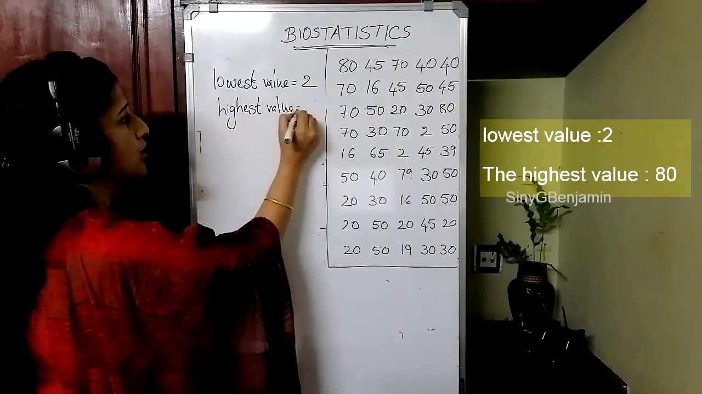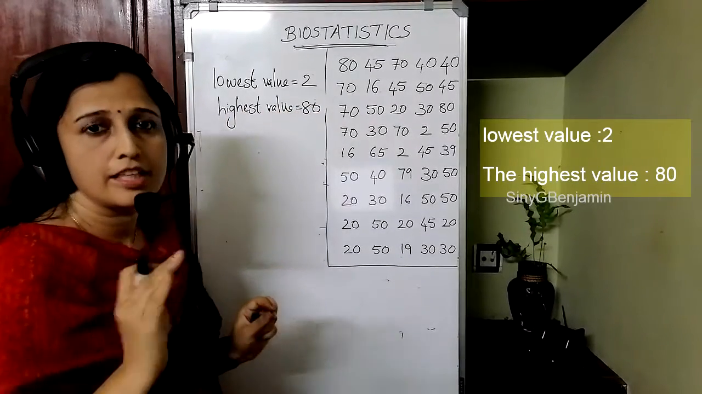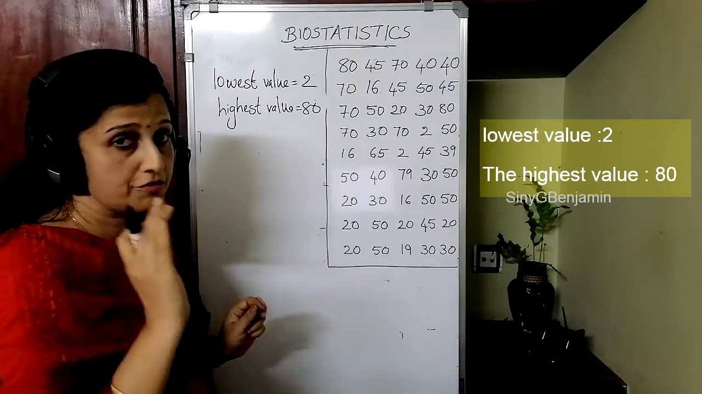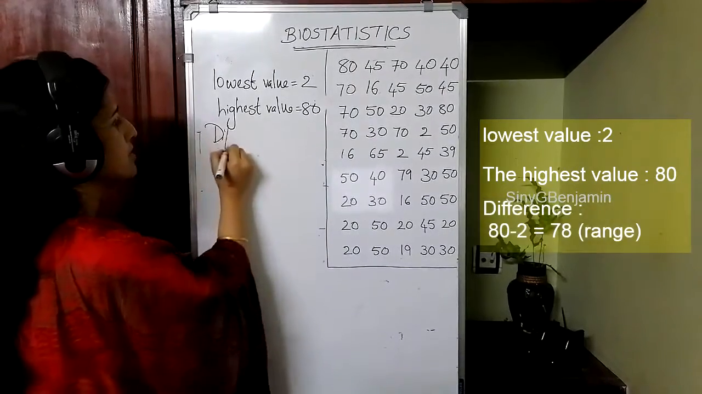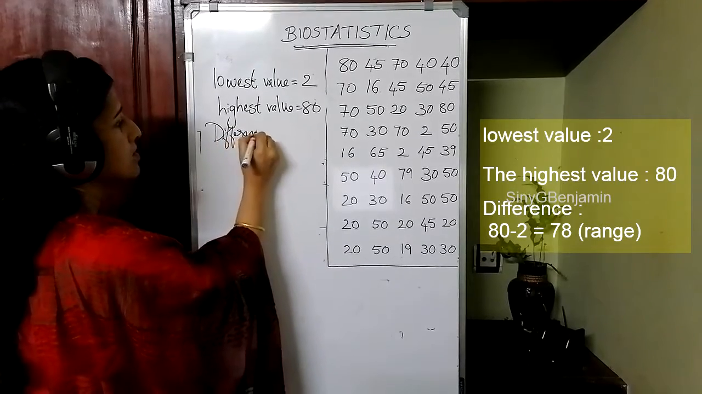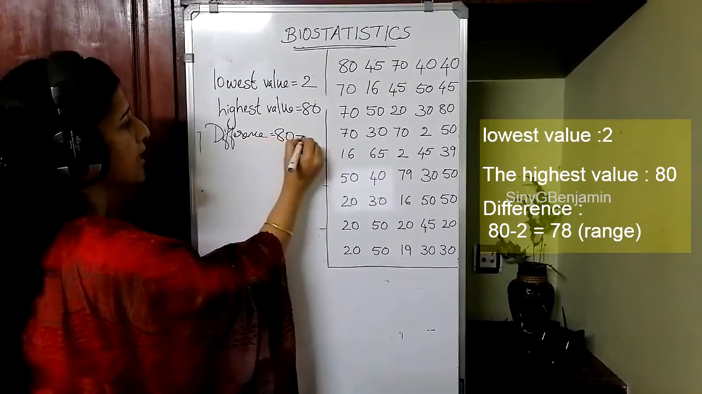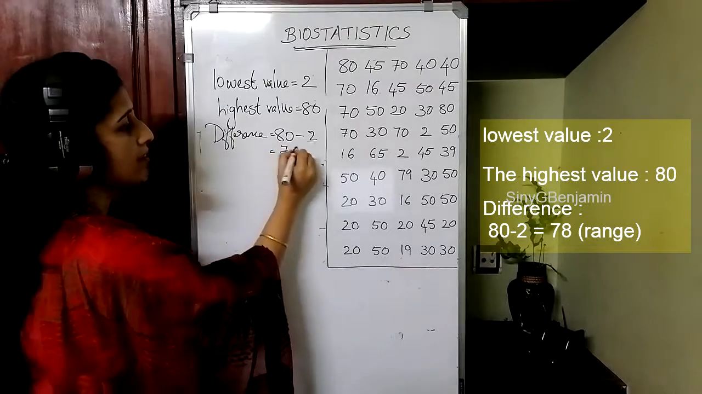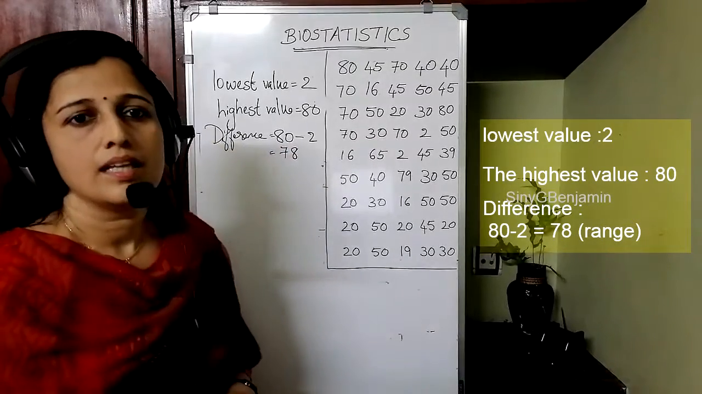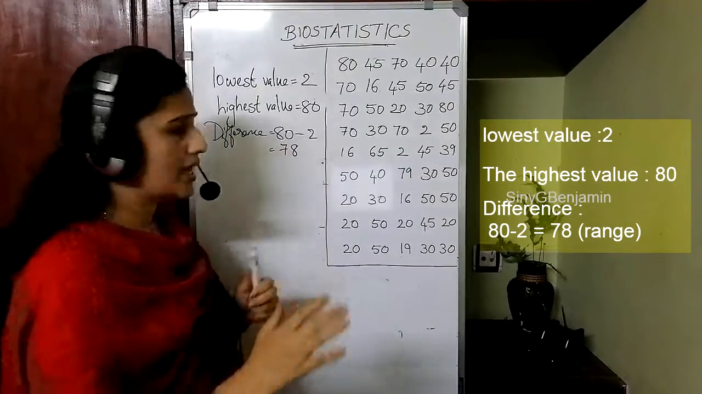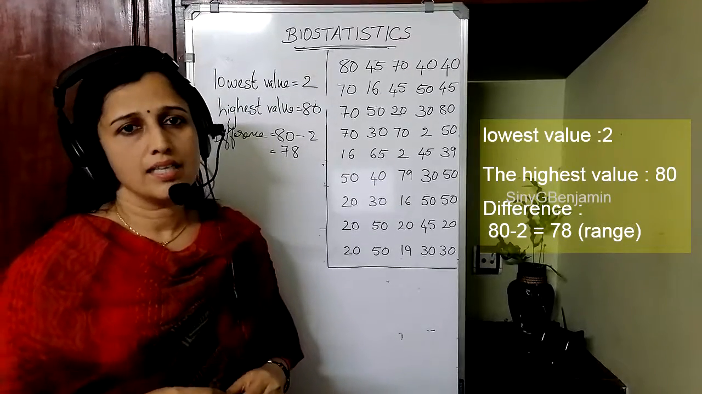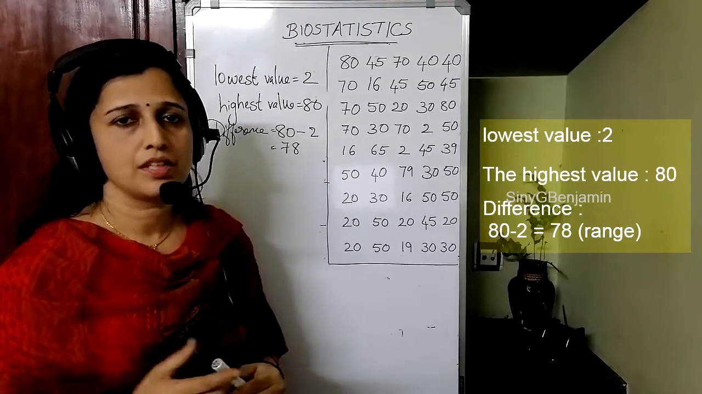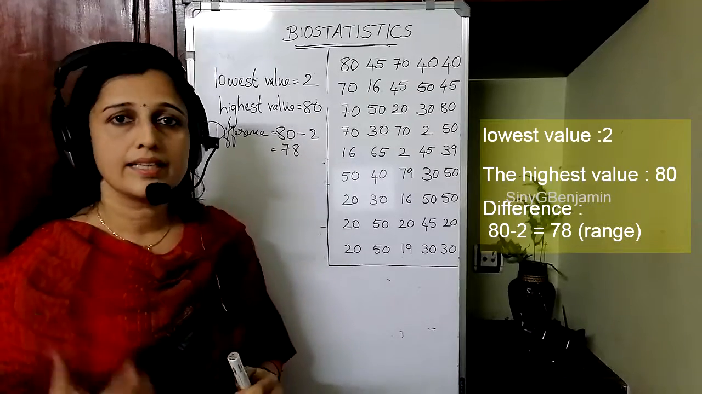Highest value is equal to 80. The difference between the highest and the lowest value, difference is equal to 80 minus 2, that comes to 78. Then with this we can assume how we can design the class interval or the width of the class. Width of the class, here we are going to take 10.